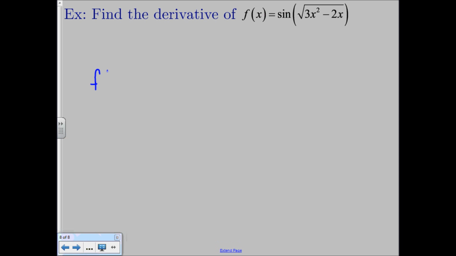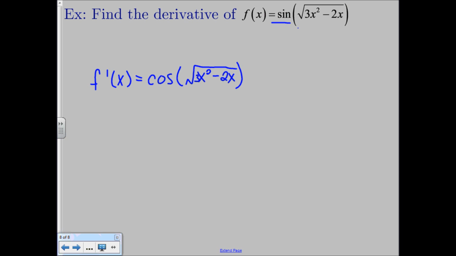So we're going to go through it just like we've been going through. First we're going to write f prime of x. The first thing I do is take the derivative of the first thing I hit, which is the sine of x. The derivative of sine is just going to be cosine. Then we're going to leave whatever's on the inside alone, so 3x squared minus 2x.